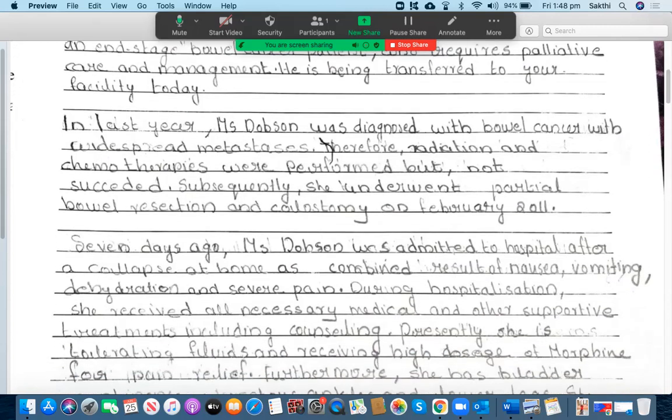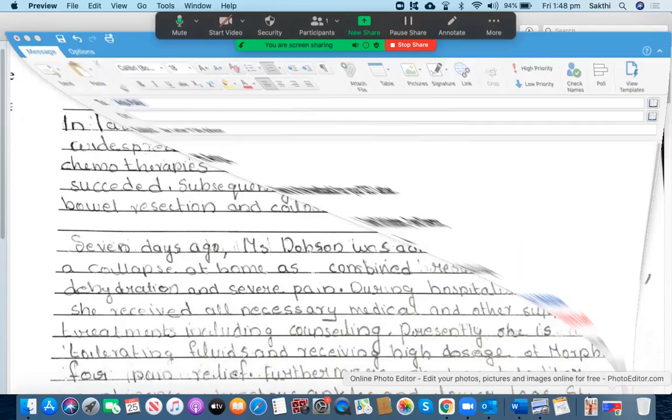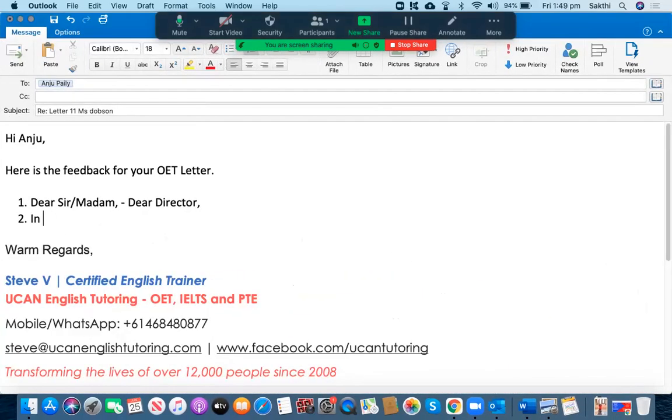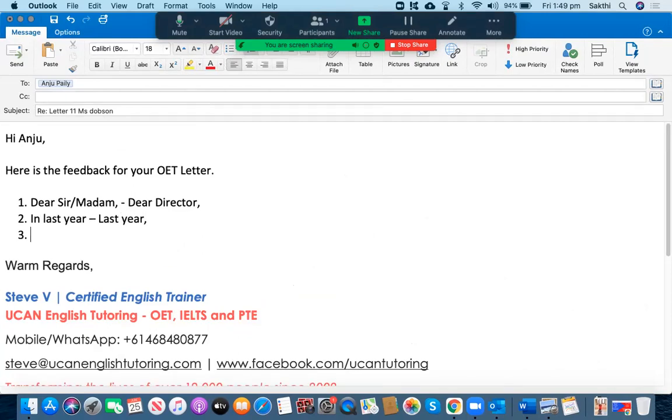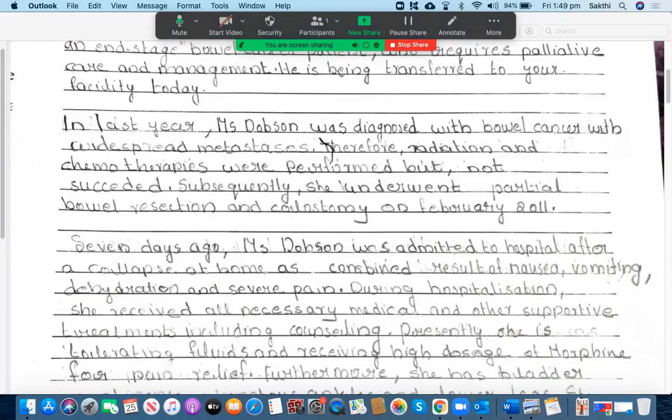In last year, you don't need to use a preposition before you write last year. Okay, so in last year is wrong. You should say just last year. You just simply mention last year, comma. That's fine. So this is wrong. So last year, Miss Dobson was diagnosed with bowel cancer with widespread metastasis. That's good. Therefore, radiation and chemotherapies were performed. All right, that's fine. I'm happy with that.